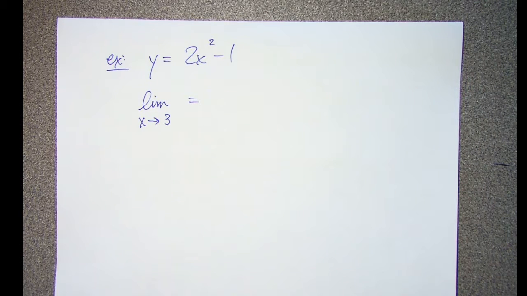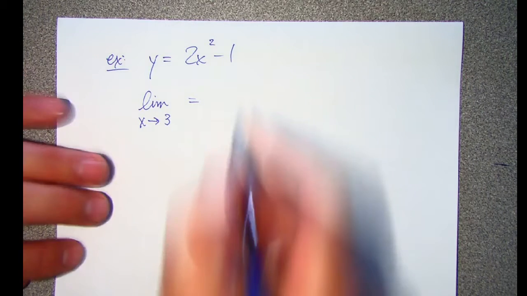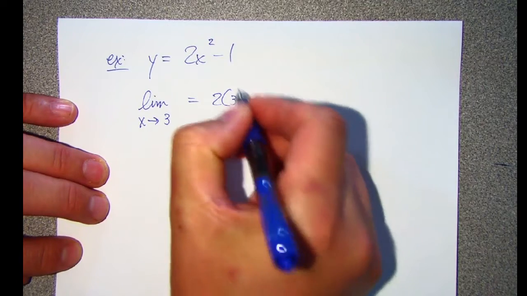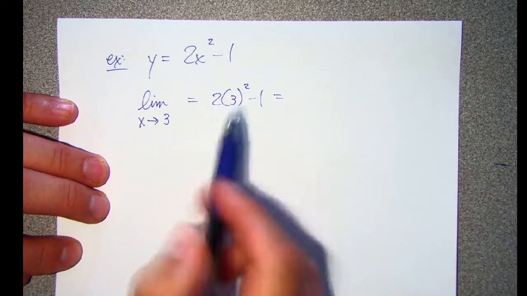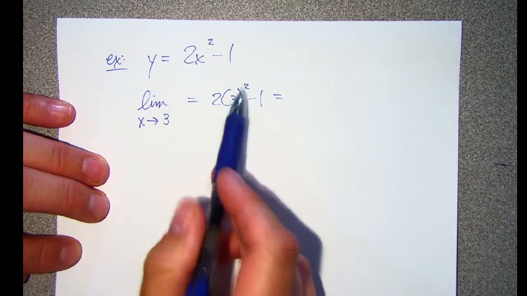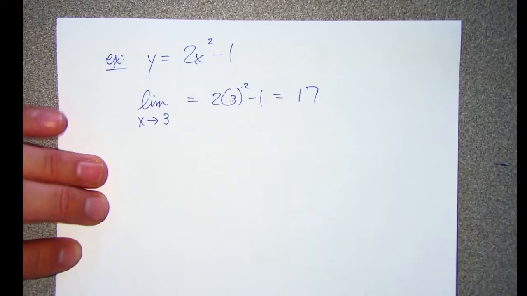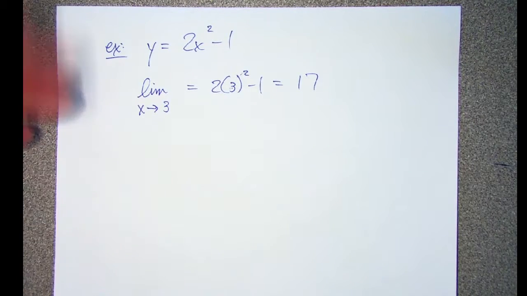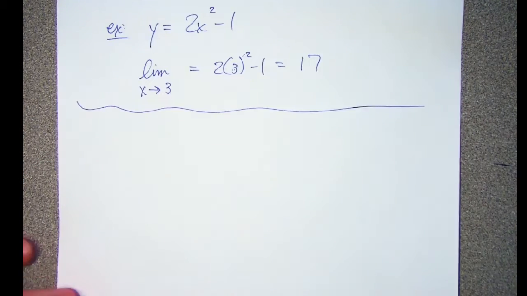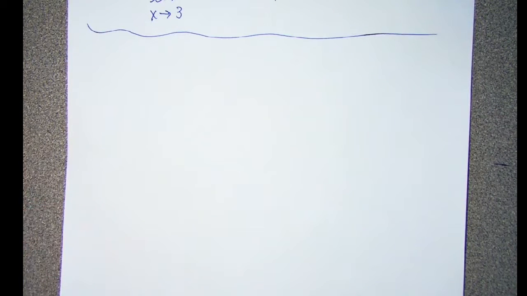But if you can just plug in and get a y value, limits are y values, so that is your limit. So this would just be 2 times 3 squared minus 1. Remember your order of operations. 3 squared is 9. 2 times 9 would be 18. 18 minus 1 would be 17. So I'm not going to spend a ton of time on that because it doesn't come up very much. But it does happen. So if you get a situation like that, just plug it in.